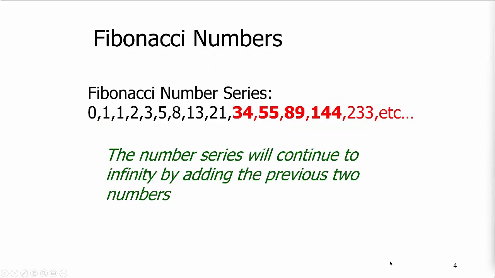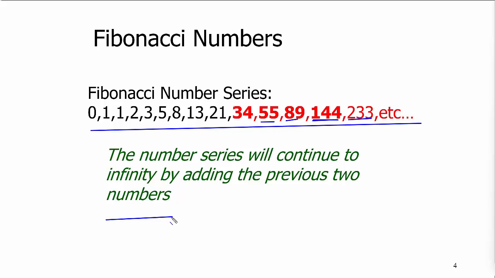Now, as far as the basic Fibonacci numbers, most of you are probably familiar with these. This is the number series, and the way that you come up with the next number in the series is that you add the prior two numbers. So, for example, 55 plus 89 is going to give you 144. Then for the next number after this, you'd add 144 to 233. That'll give you the next number. And that's the Fibonacci number series, okay? And it will continue to infinity by adding the previous two numbers.